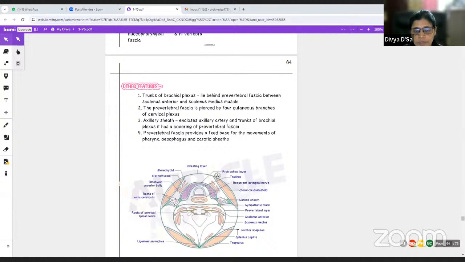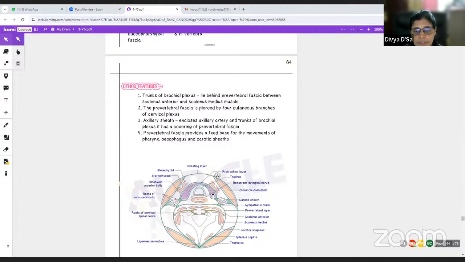So the trunks of the brachial plexus lie behind the prevertebral fascia, between the scalenus anterior and the scalenus medius muscle. That is what we see in the posterior triangle. That is the subclavian part of the posterior triangle we see.